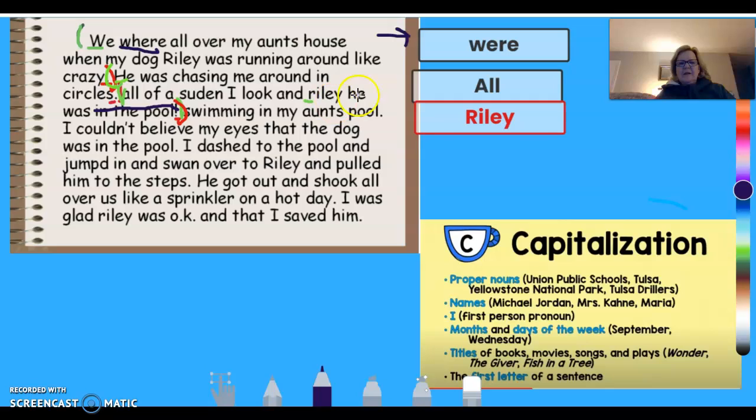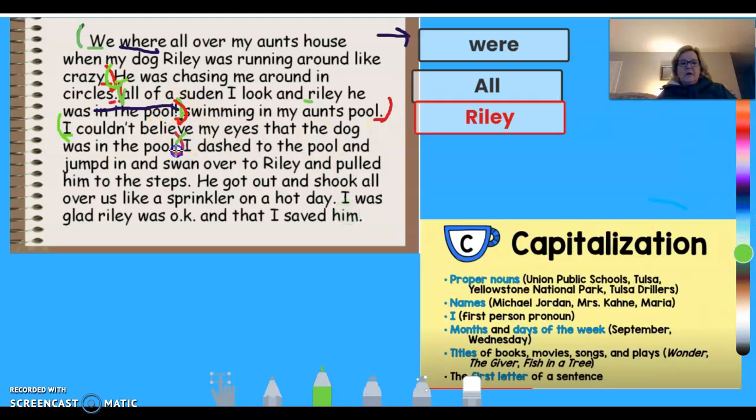Well, I have Riley and he. I'm not sure about that. Let me come back to that. So I have end punctuation right here with a period. I'm going to start again. I, look at that. It's the first word, but it's also the word I capitalized. Couldn't believe my eyes that the dog was in the pool. Okay, I'm going to put parenthesis and I have a period.